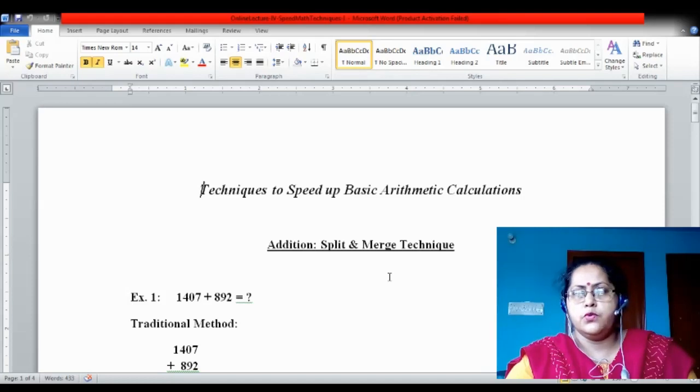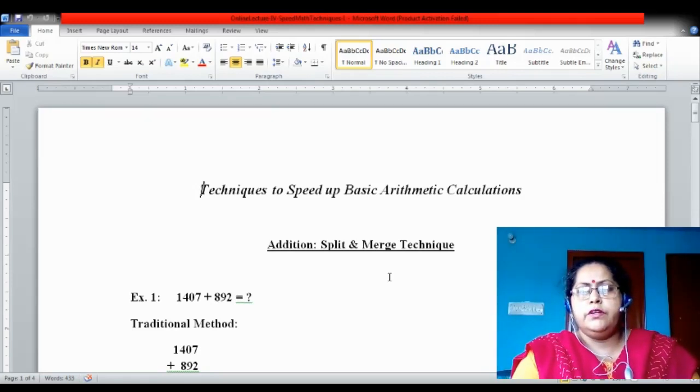And now we all know that time is the main constraint in any competitive exam. Otherwise the standard of the problems are such that most of you, or rather all of you, can do all the problems, but the only constraint remains that time. So it's always our target how we can speed up the calculations. And in today's class I have come with some techniques for how you can speed up basic arithmetic calculations.